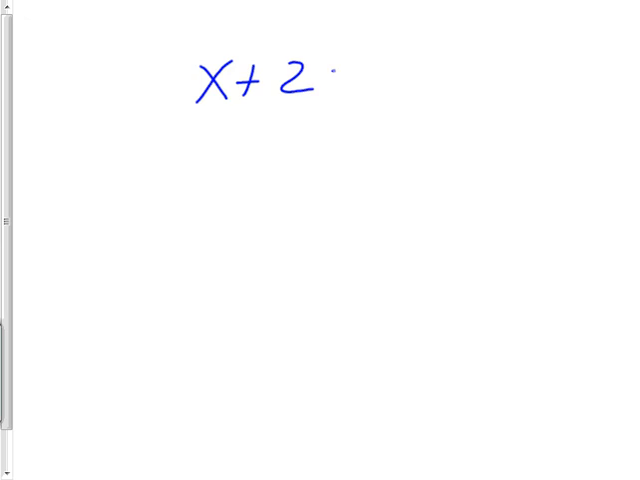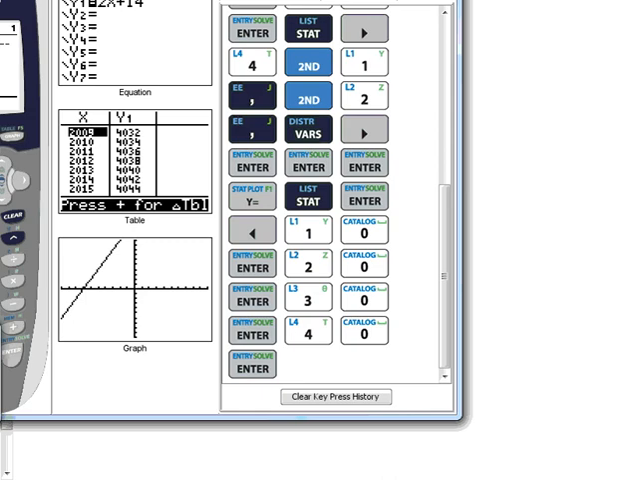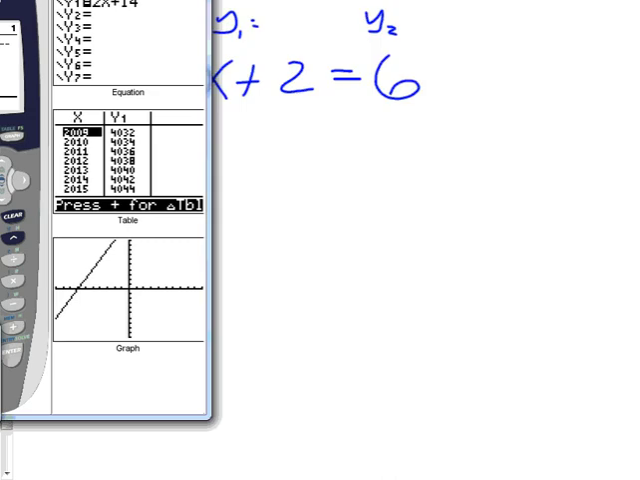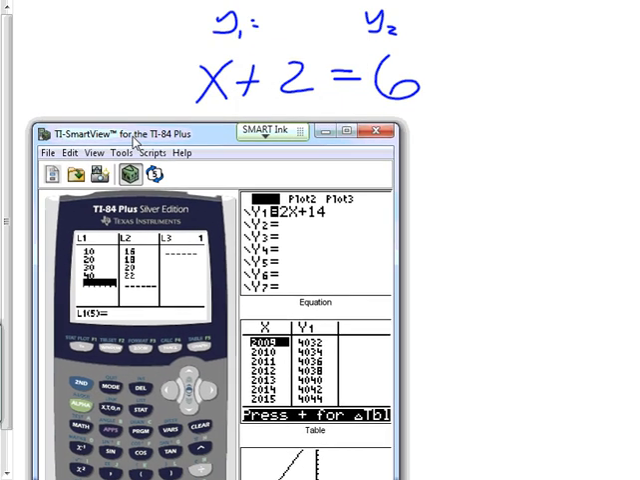X plus 2 equals 6. I think we're all aware that the answer is what? X equals 4, okay? But I want to prove to you that you can solve even a simple equation like this by graphing both sides of it and seeing where they cross. You're going to set y1 equal to this and y2 equal to that. Go ahead, grab your calculator. And I'm going to set y1 equal to x plus 2.